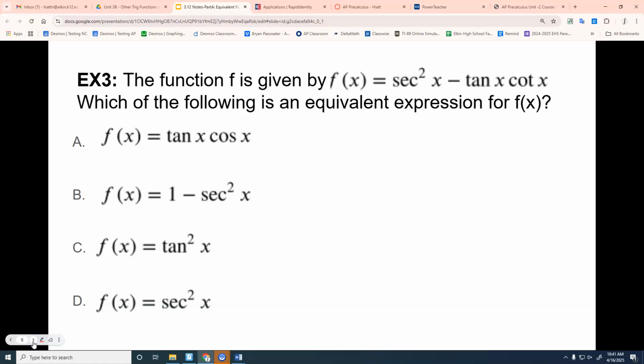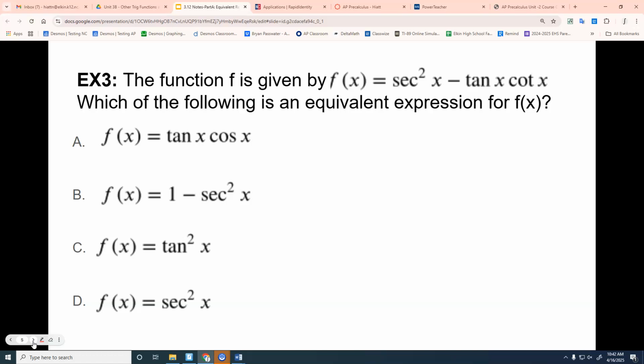All right, here's another example of a type of question that they might give you. The function f is given by f of x equals secant squared x minus tangent x cotangent x. Which of the following is an equivalent expression for f of x? It's not calculator active, so you can't graph it and see if they match. So I got to think of something that I can do here.